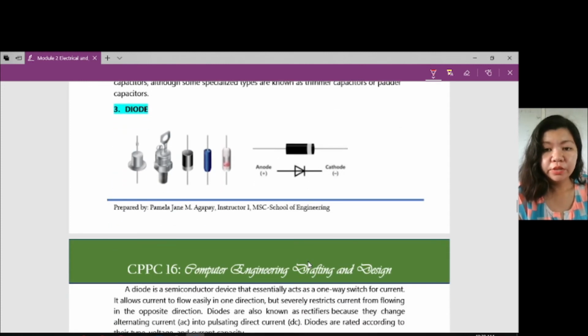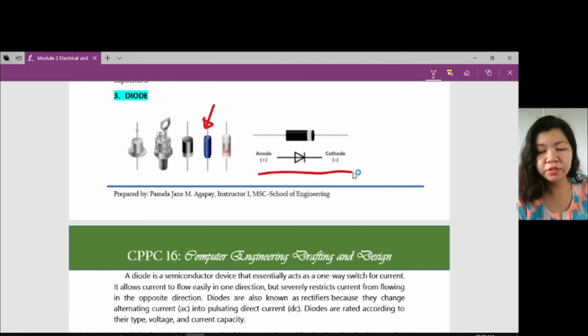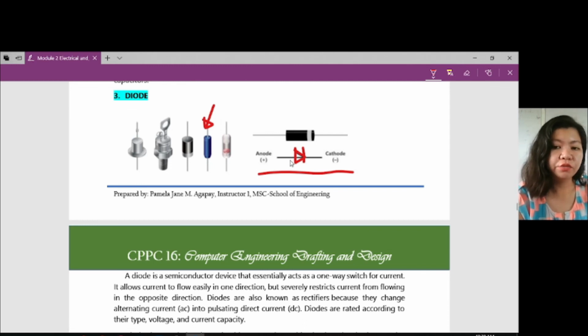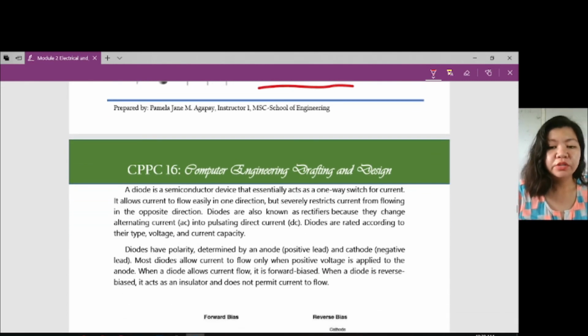So a diode, on the other hand, is this one, and it is represented using this one. Yung part na nakaturo, yung triangle is the negative side or the cathode, and then the positive side and the anode yung end niya. So a diode is a semiconductor device that essentially acts as a one-way switch for current. So it allows current to flow easily in one direction. So siya yung nagko-control ng direction flow of the current.